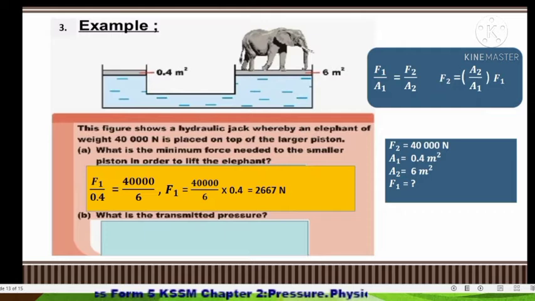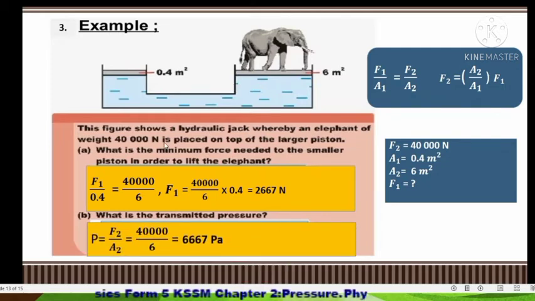Okay. So what is the transmitted pressure? For this hydraulic system, we have discussed before, pressure is transmitted equally throughout the liquid, meaning the pressure that acts at the first piston or input piston is equal to the pressure that acts at the second piston or output piston. So you can choose to use any piston, as you have enough information.